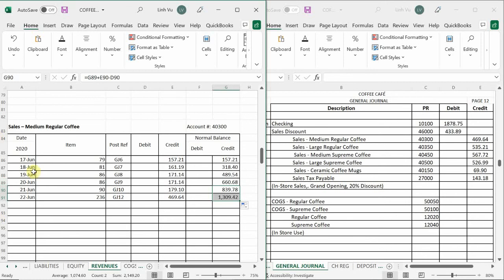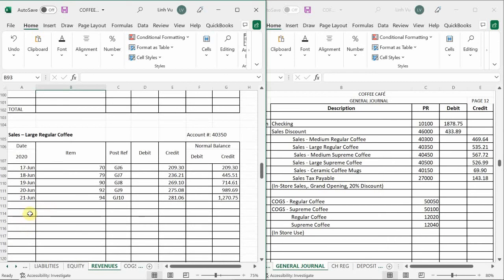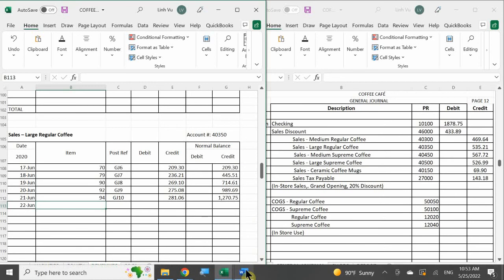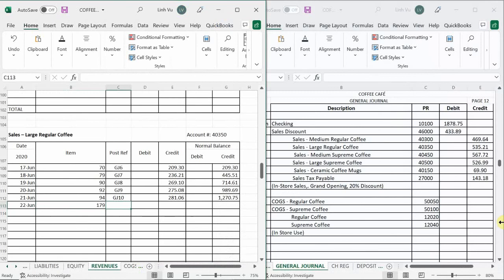Then we had sales for our large regular coffee. Okay, let's see how many cups we sold. Okay, we sold 179 cups. Which gave us a total of $535.21. Okay. That gave us a grand total of $1,805.96.